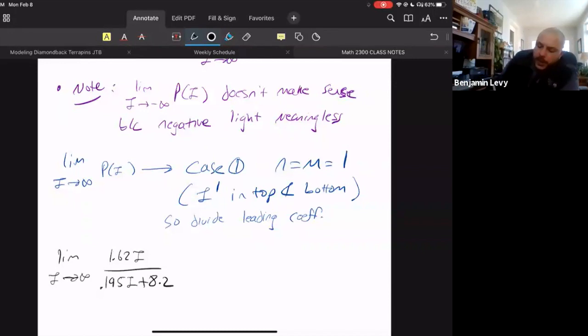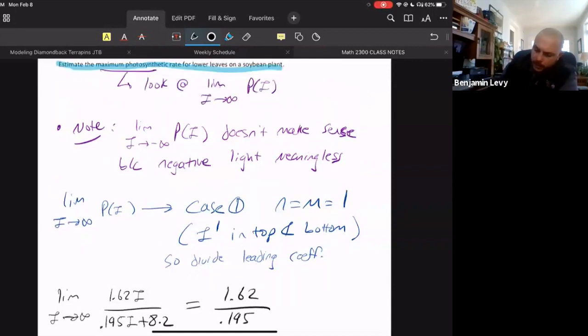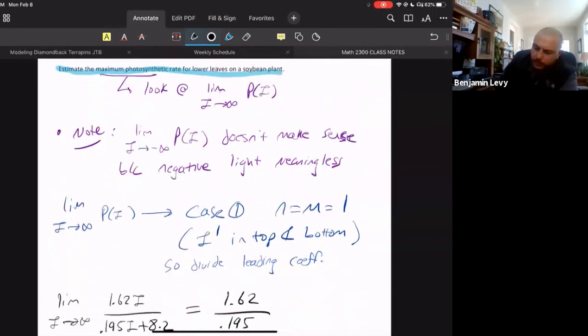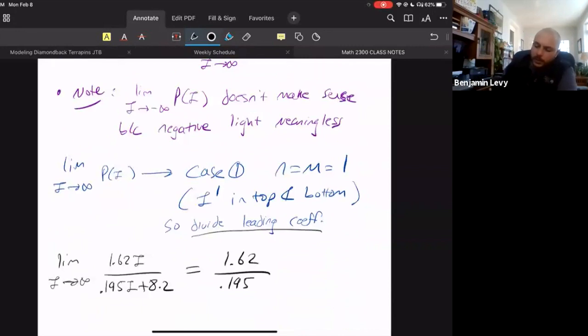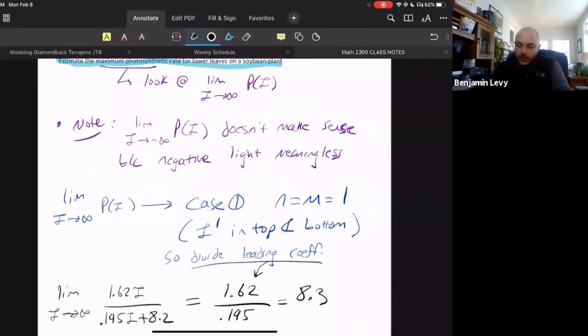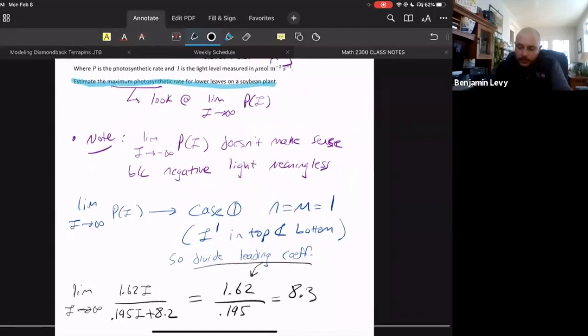Okay, so we'll divide the leading coefficients. And so that's going to be 1.62 divided by 0.195. Did I get those numbers right? Yes. All right, here we are doing that. And I did this previously, and it's 8.3. And it's got this weird unit, right? This unit, I forgot to mention that.